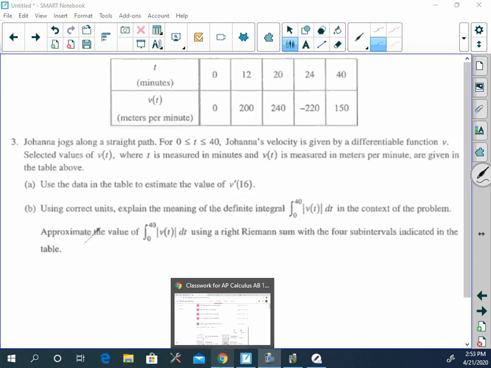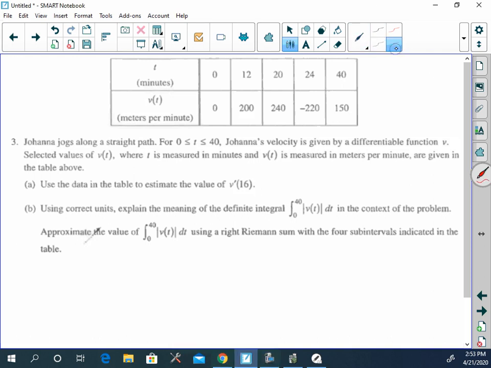Selected values of v(t), where t is measured in minutes and v(t) is measured in meters per minute, are given in the table. Use the data to estimate. So what I did here is I just took a couple of the pieces over because we're only going to do one part at a time anyway. For part A, use the data to estimate the value of v prime at 16. All you have to do for that is find the slope of the velocity.